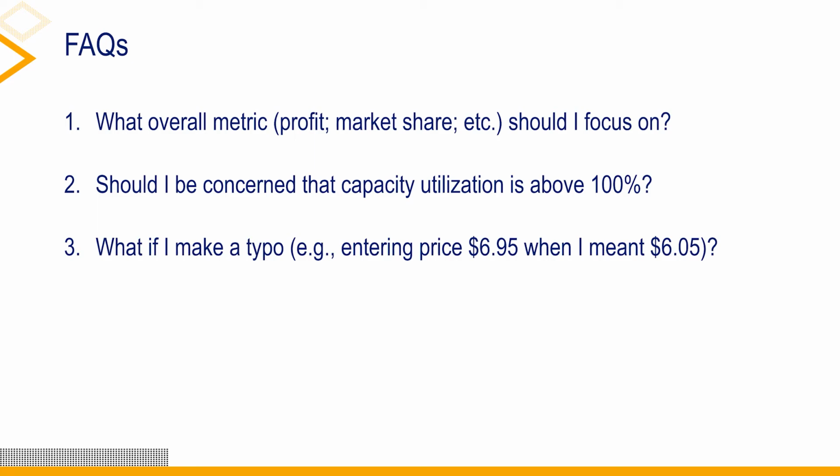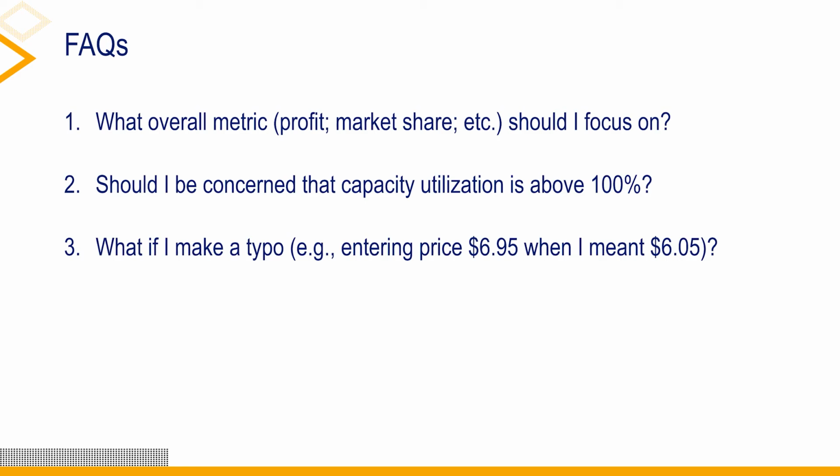Number 2, should I be concerned that capacity utilization is above 100%? The only major weakness of the PharmaSim simulation is its assumptions about manufacturing. If you can sell it, manufacturing can make it without delay. If needed, the plants will run up to 120% of capacity using overtime to fulfill demand. After that, a new plant is opened, which adds to your fixed costs. So, you are safe to largely ignore capacity utilization above 100%.